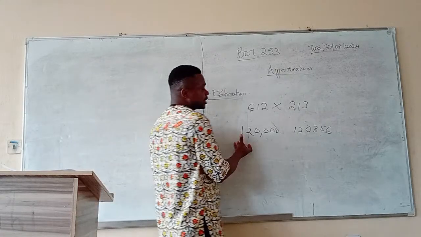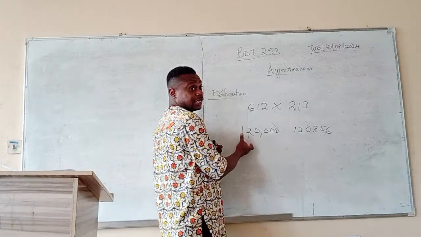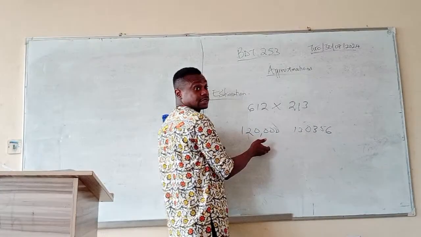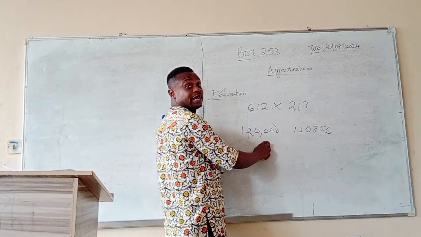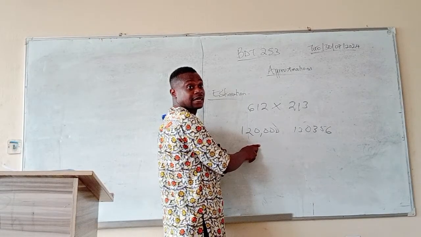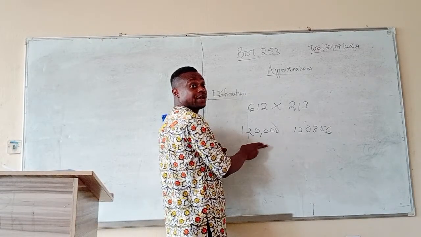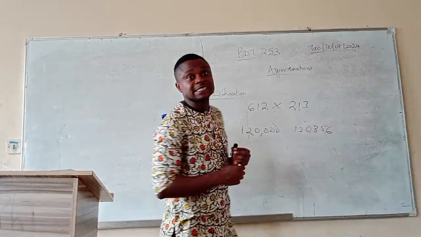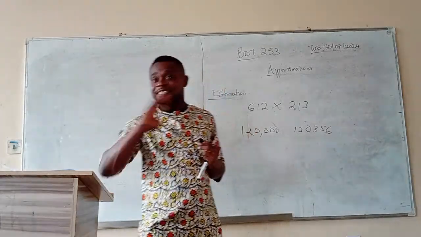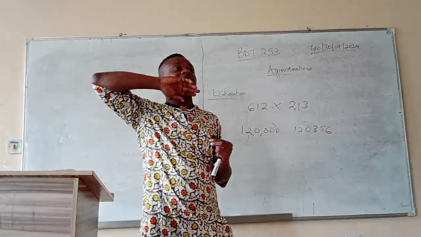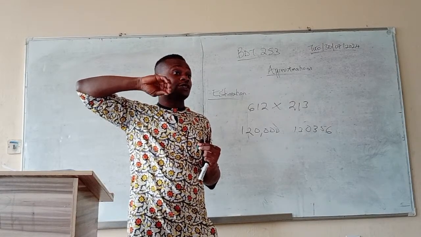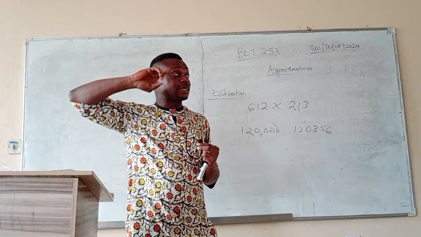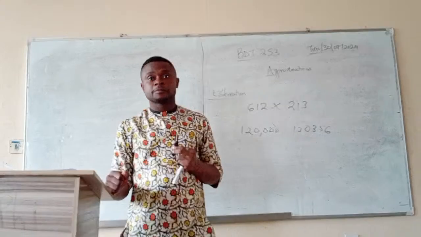Because this is a large number, we can tolerate this. Okay? Because everything here is still in the same place value. So everything you're estimating, just make sure that whatever you're estimating has the same place value as your actual value. Very important.